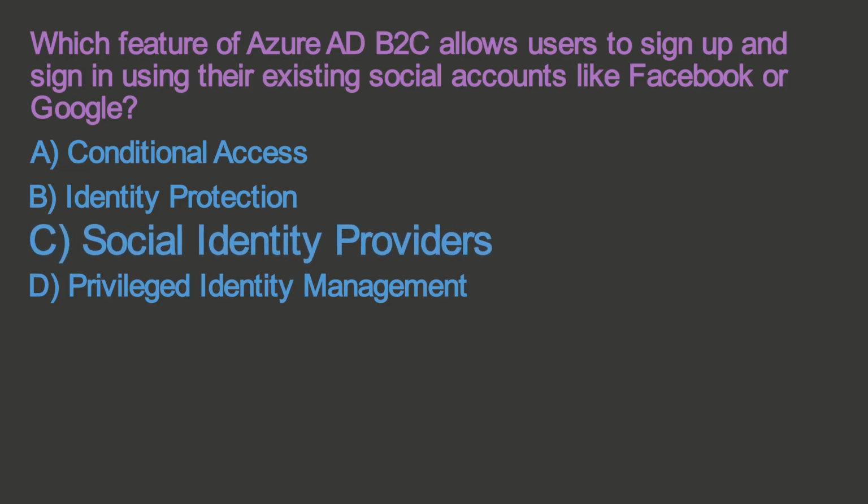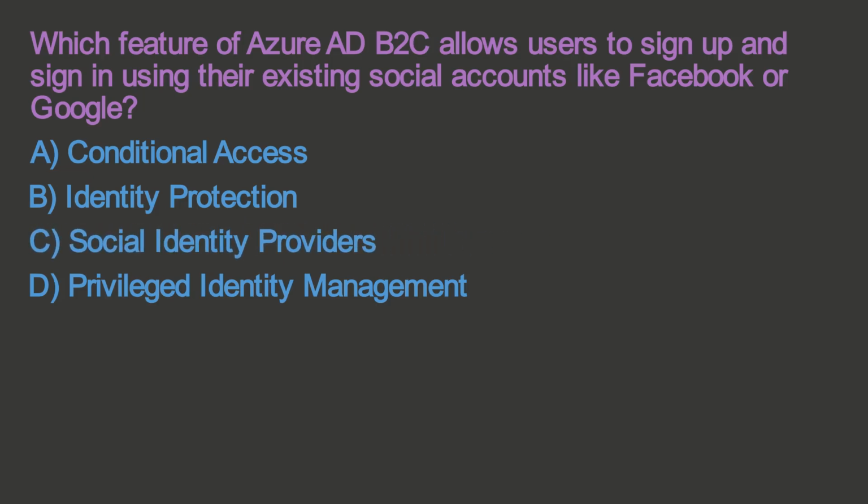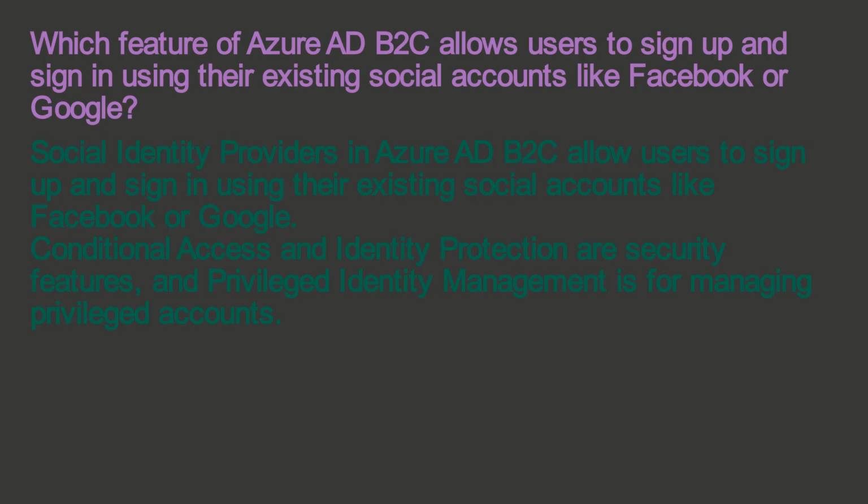The correct answer is C. Social identity providers. Social identity providers in Azure AD B2C allow users to sign up and sign in using their existing social accounts like Facebook or Google. Conditional access and identity protection are security features, and privileged identity management is for managing privileged accounts.